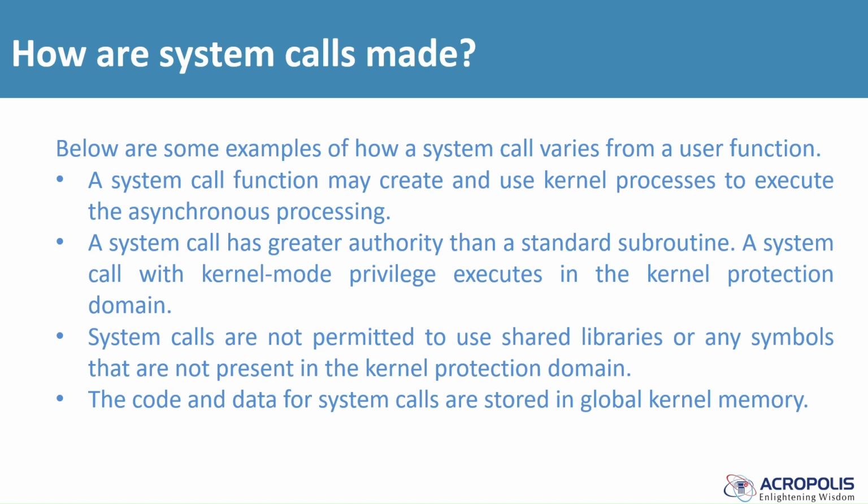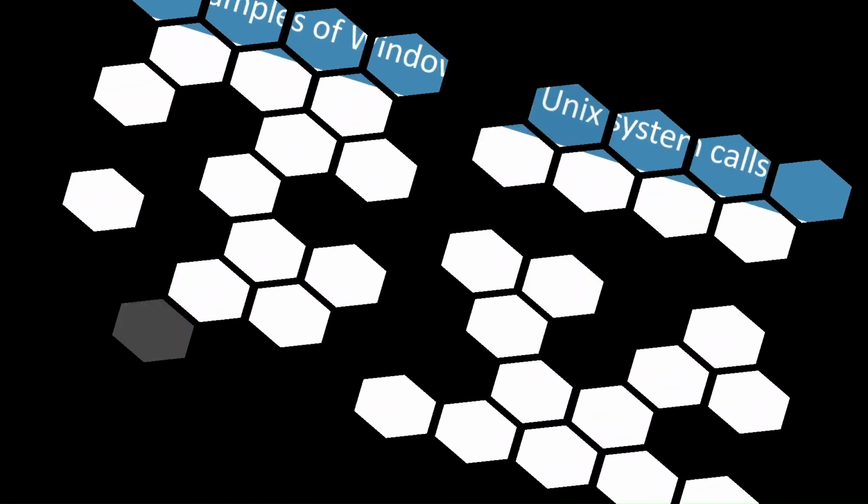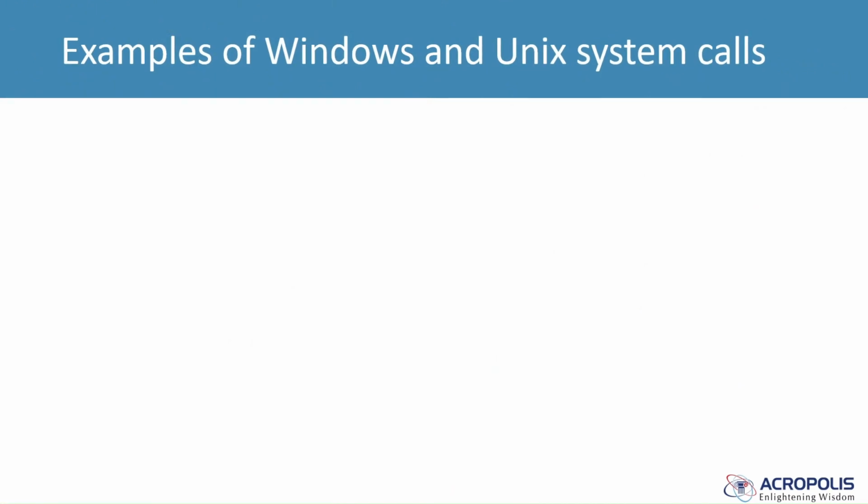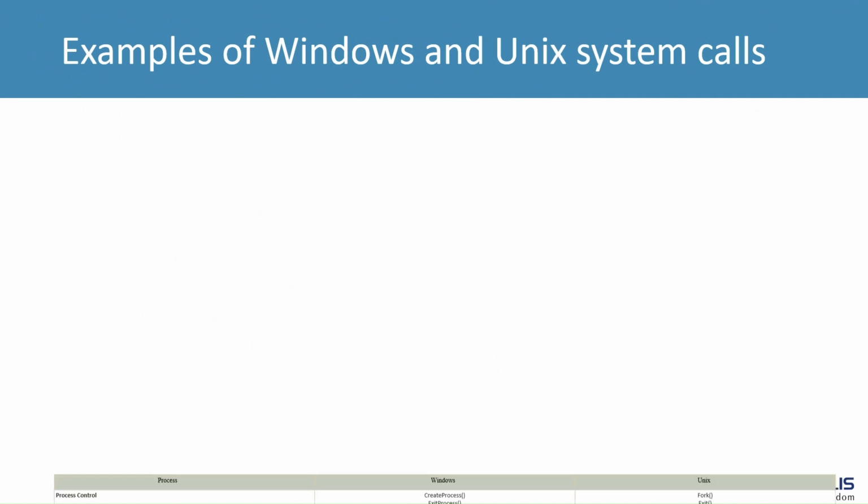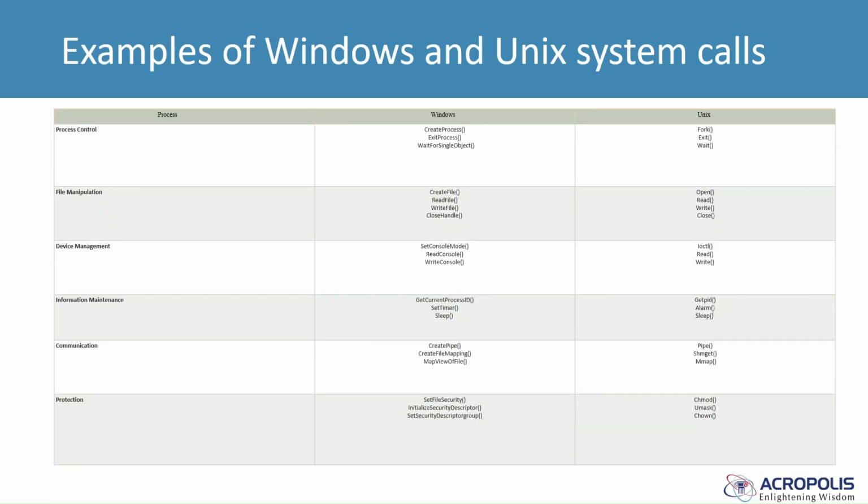Third point, system calls are not permitted to use shared libraries or any symbols that are not present in the kernel protection domain. Fourth and the last point, the code and the data for the system call are stored in the global kernel memory. Okay, now we can go to the next topic, the examples of Windows and Linux system calls. This is a table which shows the list of processes, examples of system calls in Windows and examples of system calls in Unix.